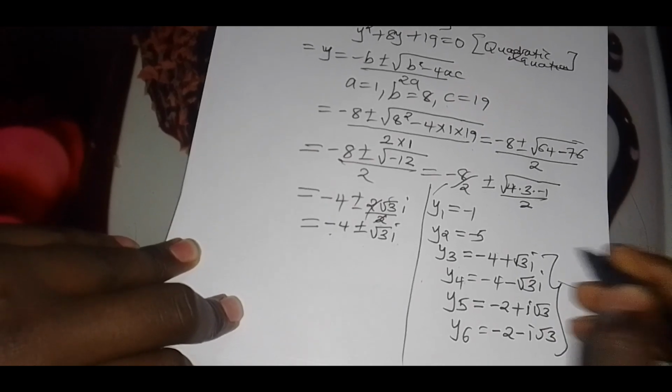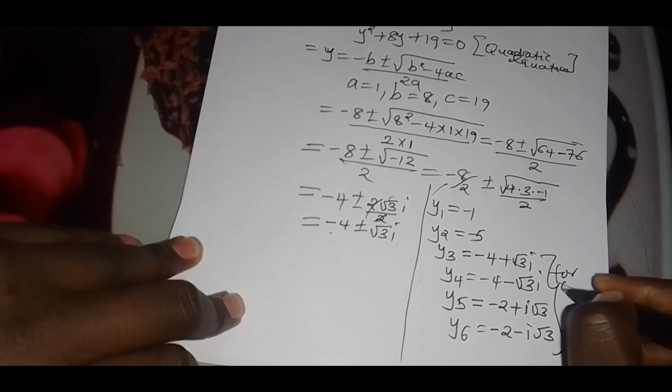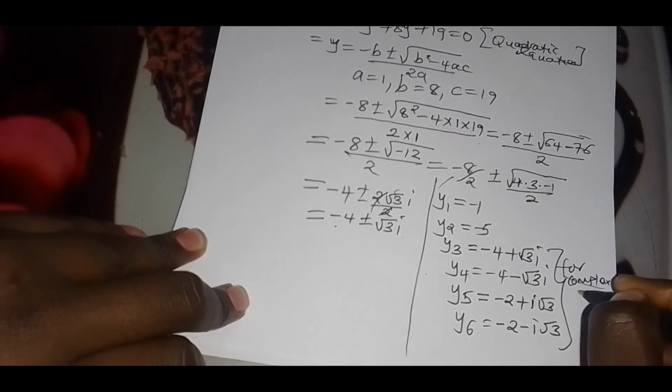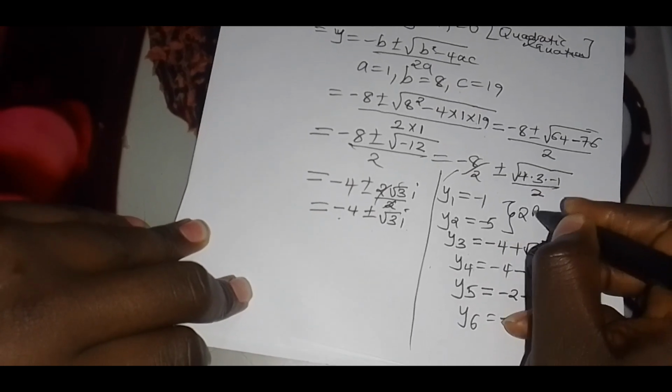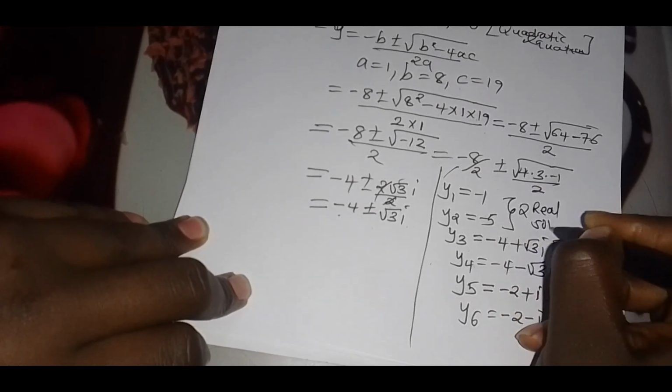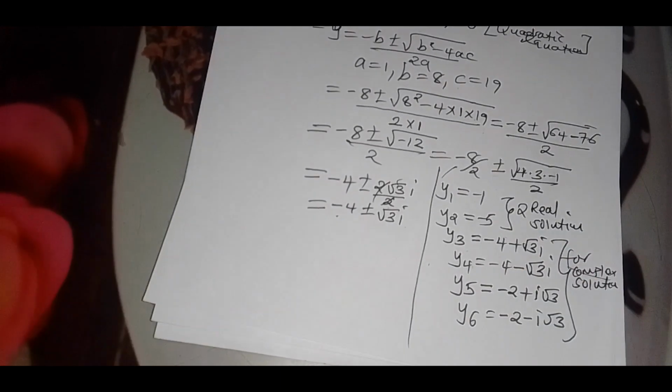So here we have 4 complex solutions, and we have 2 real solutions, and that's the solution for our problem.